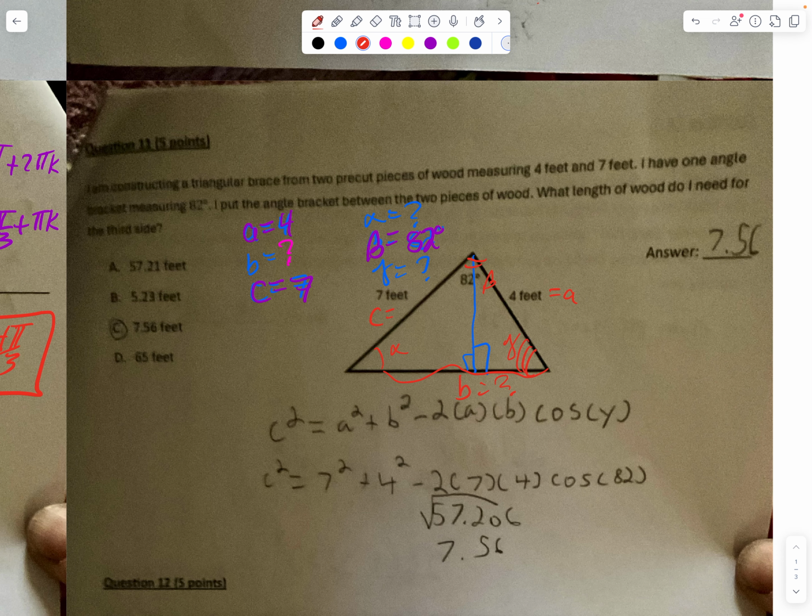So, what are we looking for again? Oh, side B. Well, it doesn't look like we could use the law of sines because we need 3 out of 4. Here we only have 2 out of 4, so the law of sines won't work. We need the law of cosines. And it looks like we have it here.